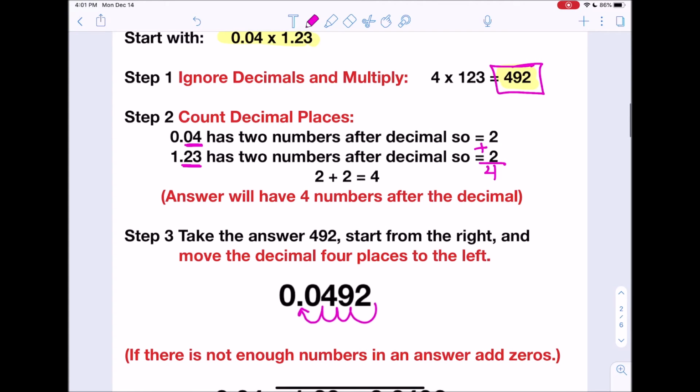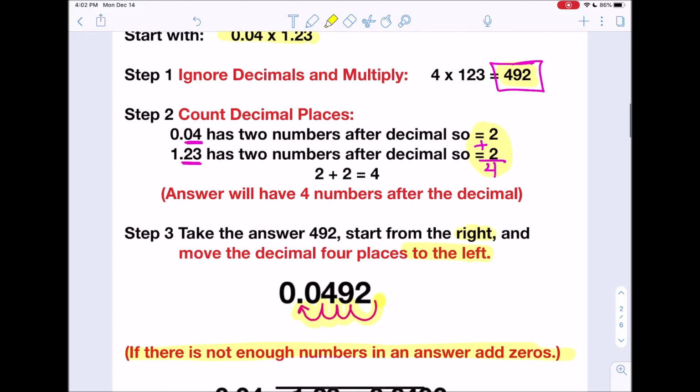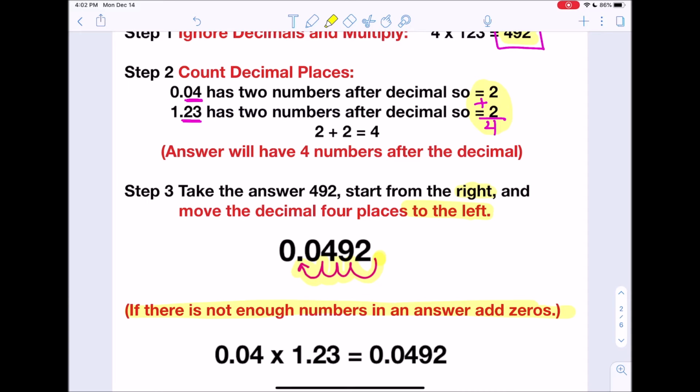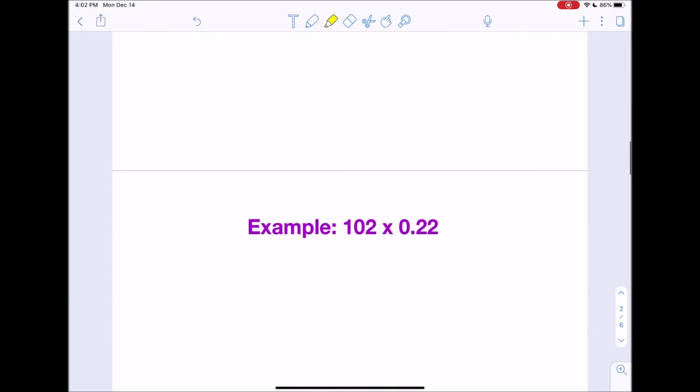So we take 492 and we're going to work our way from the back and move it forward that 4 place values. So here we go. 1, 2, 3, and 4. Notice there was no number in front of the 4, so I added a 0. Remember, you just add zeros if there's not enough numbers. You always just add zeros. And remember, you're going to start from the right and work your way to the left, however many place values you get in step 2. All right? So our answer, 0.0492.